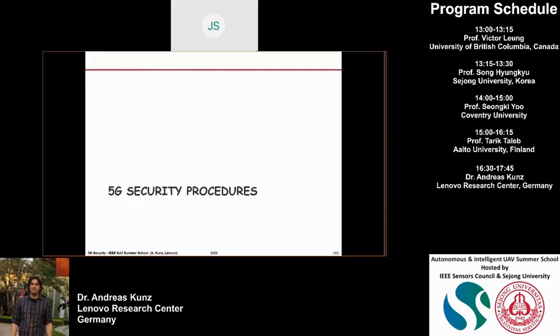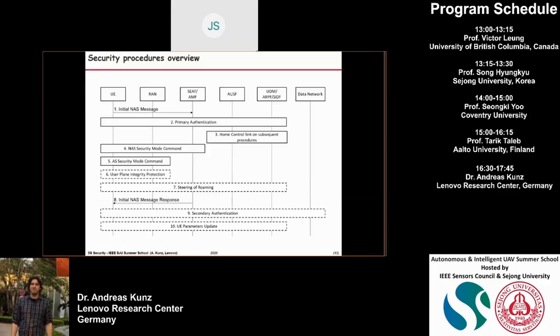So let's go to the 5G security procedures. This is an overview of the security procedures. You see in step 1 the initial NAS message, and in step 8 the initial NAS message response. Basically, in this case here, the initial NAS message would be the initial registration request. So all these procedures are executed in between before the network acknowledges that the registration was successful.